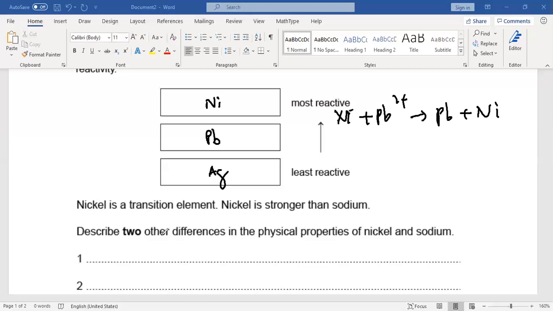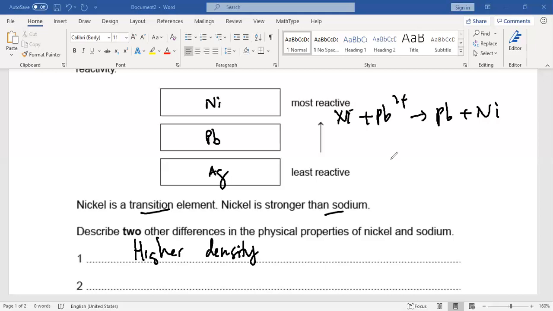Okay, so the difference between the transition elements and non-transition elements is that one has higher density. Okay, why higher density?